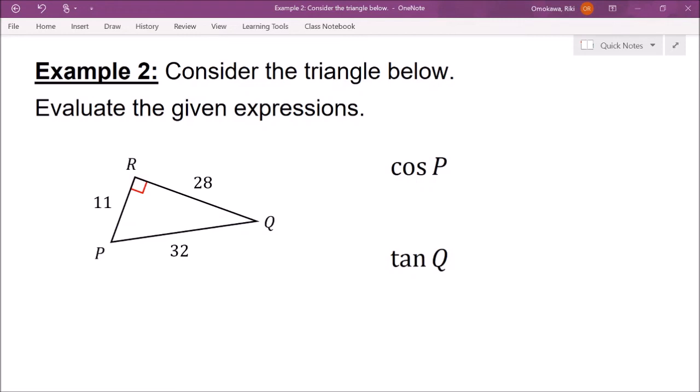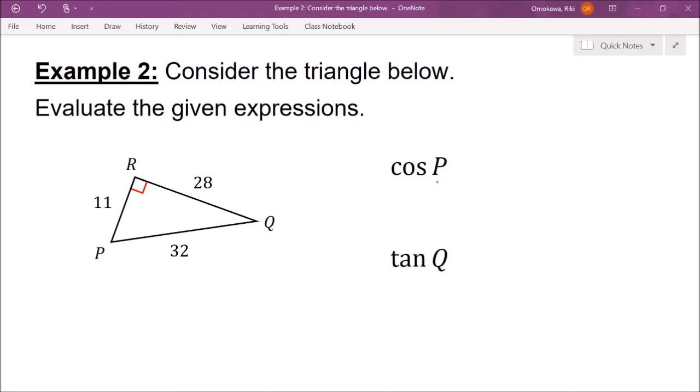Instead, the triangle's vertices, the points, are labeled with letters. And of course, sometimes we deal with shapes like that, right? That's a common thing in math. And so we've got these expressions, cosine of P and tangent of Q, that we're trying to evaluate, trying to find what number those come out to. And you have to be careful because each expression deals with a different angle.